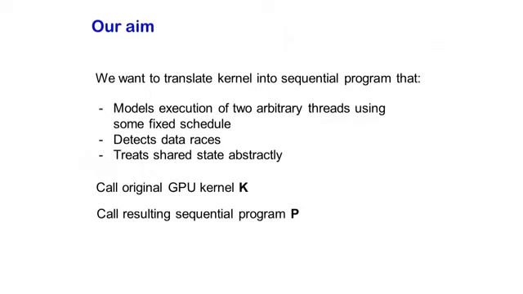So what we want to do is to translate our kernel into a sequential program that models two arbitrary distinct threads executing, detects data races, and treats the shared state in an abstract way to make this sound. So we'll call the original GPU kernel K, and the program that we're generating we'll call P.